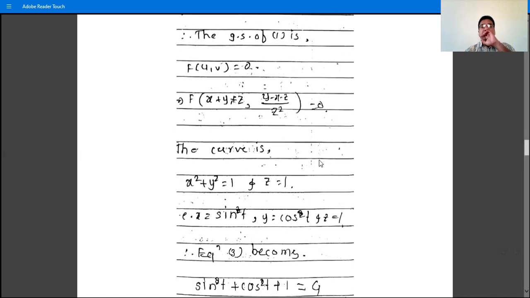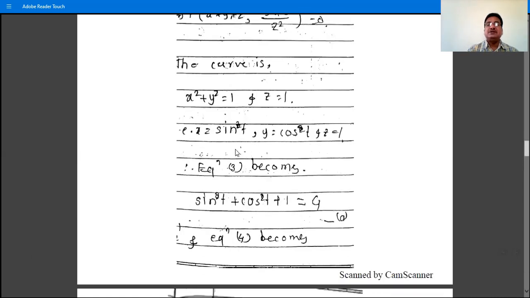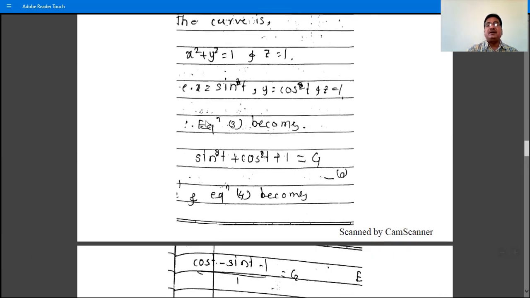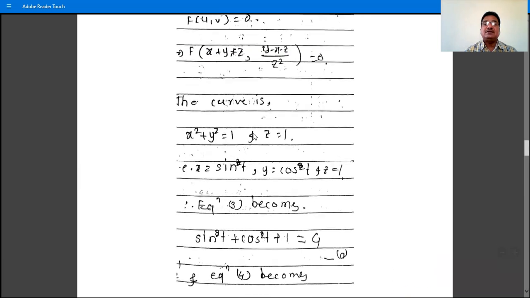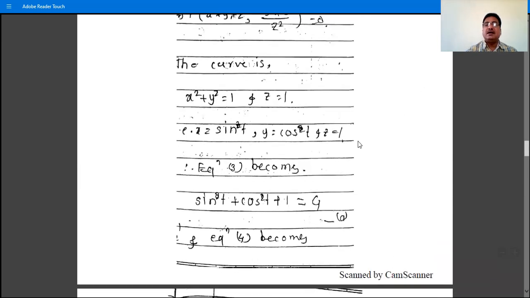to 0. Now we have to find the integral surface passing through the curve. The given curve is what? x square plus y square is equal to 1 and z is equal to 1. So substitute x as sin t and y as cos t. And then what we have? Sin square t plus cos square t as 1 and z as 1. So the equation 3 becomes, now we have to use the values of x, y, z, these values: x as sin t, y as cos t and z as 1.